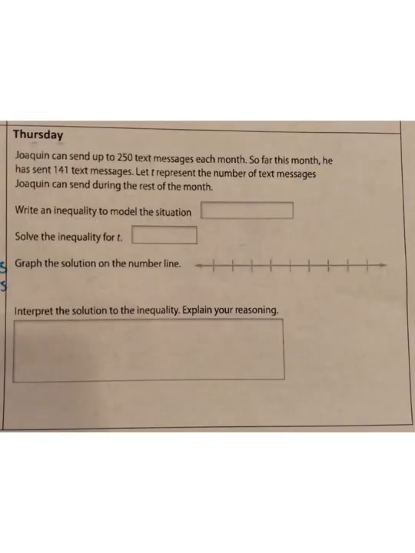Thursday, Joaquin can send up to 250 text messages each month. So far this month, he has sent 141 text messages. Let T represent the number of text messages Joaquin can send during the rest of the month. So for the first part, you're going to write an inequality to model the situation. Second part, solve the inequality for T.